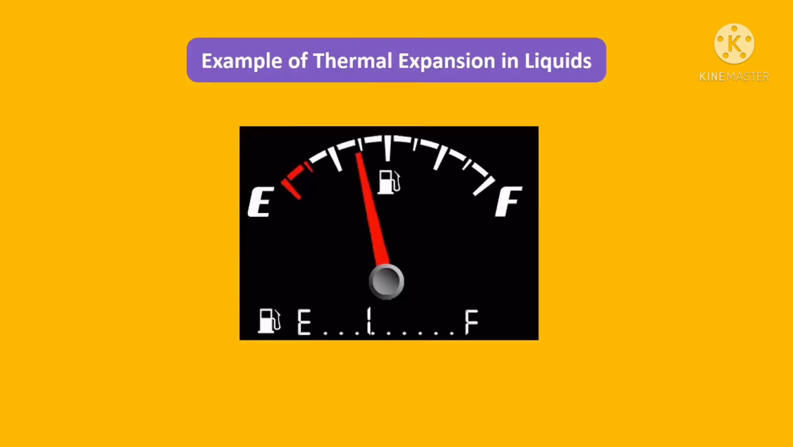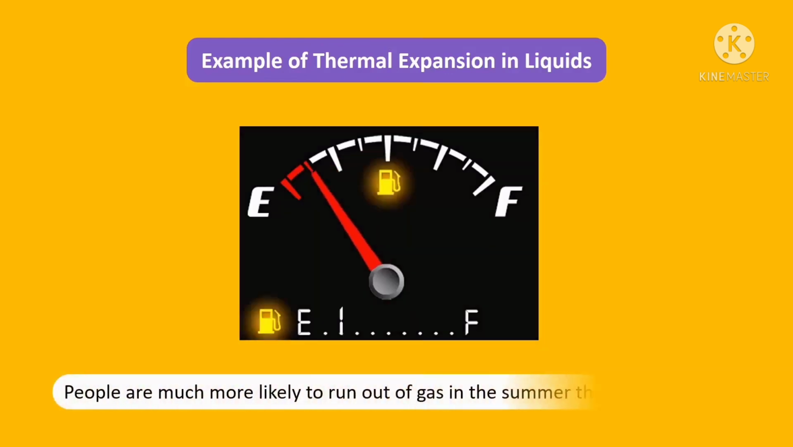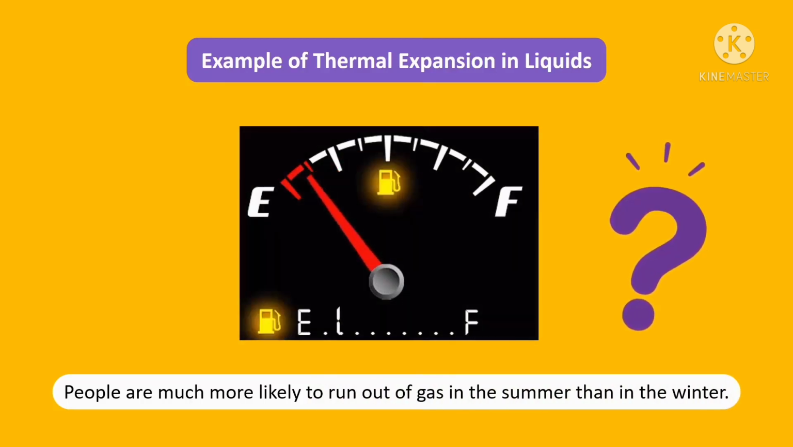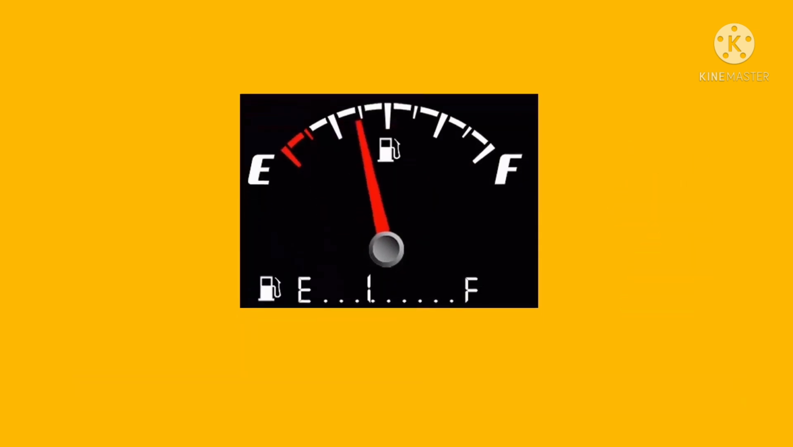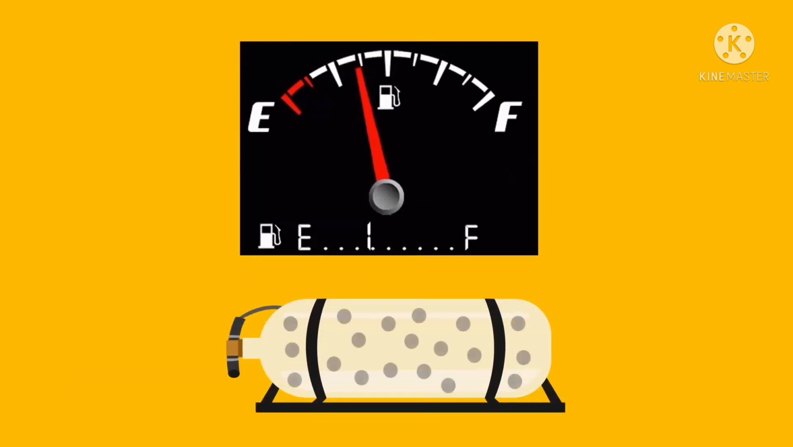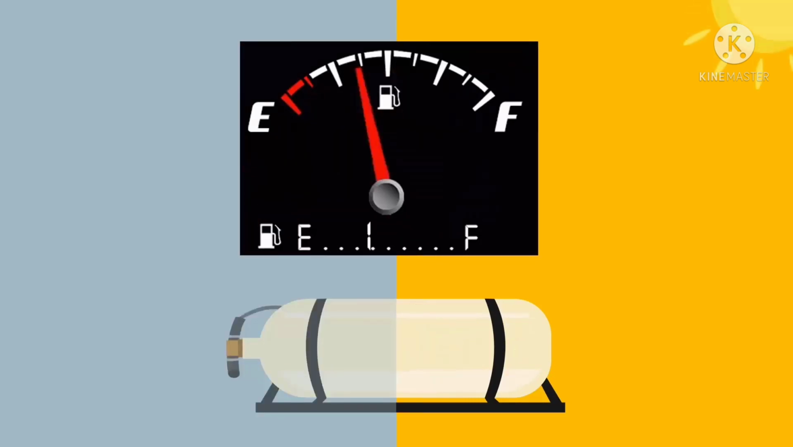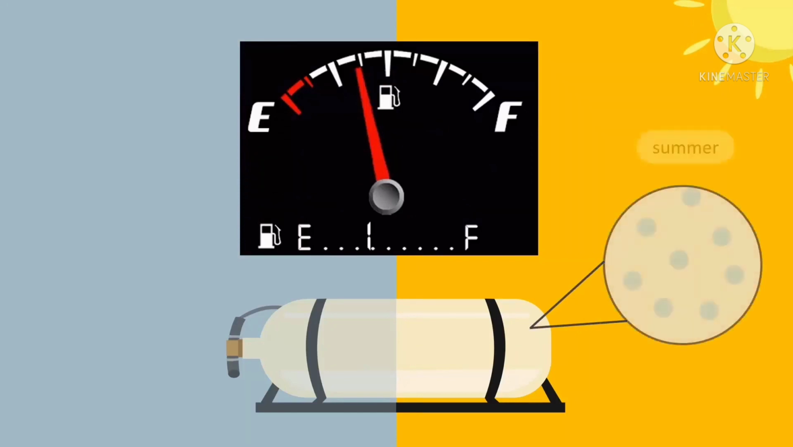For example, the gas gauge on a car. People are much more likely to run out of gas in the summer than in the winter. Why is that? Well, the gas in your car expands just like everything else, and it changes the reading on your fuel gauge. In the summer, gas takes up more space in the tank.